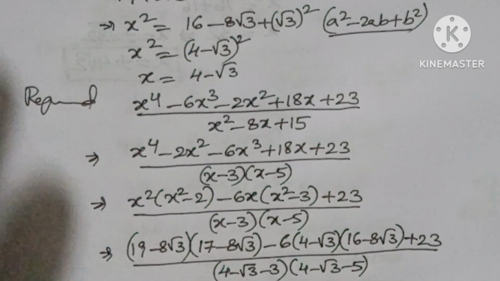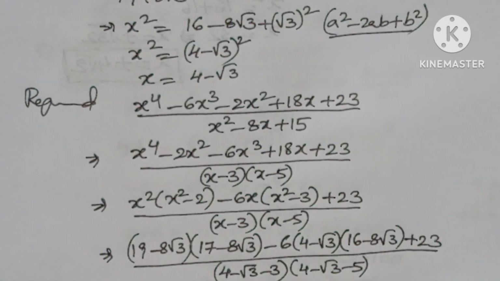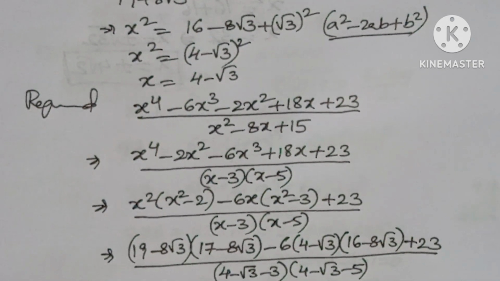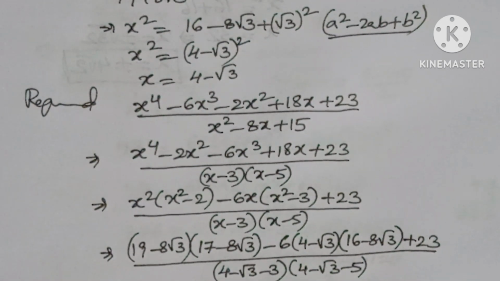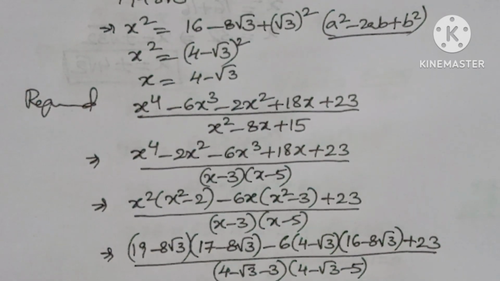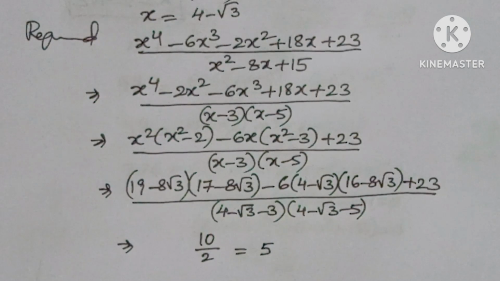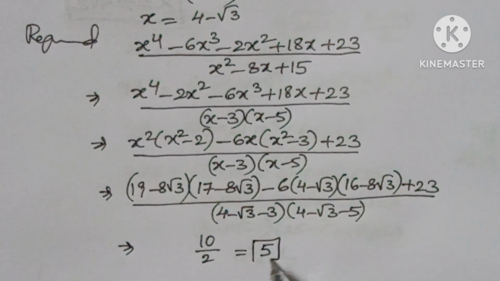So if you solve the numerator, here you'll get 10 in the numerator and here denominator will get 2. So total you will get answer 5. I hope you understood the video.